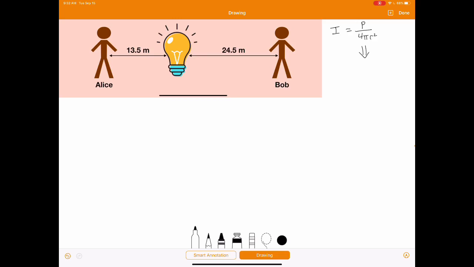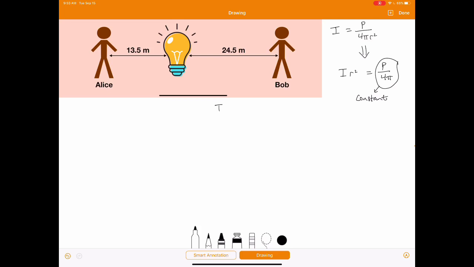Okay, let's rearrange that a little bit to say that I times r squared is equal to the power output of the source divided by 4 pi. And if we look at it this way, in particular, we focus on the right-hand side, the power is just some constant for the source, and 4 pi, of course, is just another constant. So overall, what we have is a constant quantity on the right-hand side. So that means I times r squared should be the same for Alice and Bob.